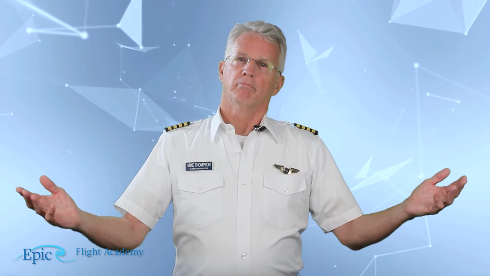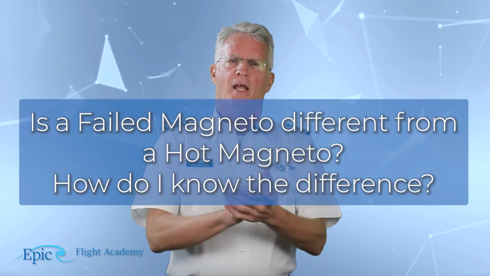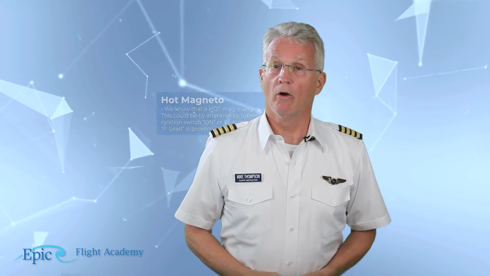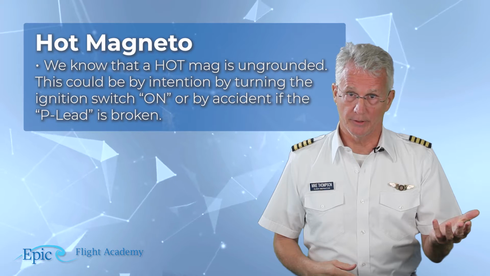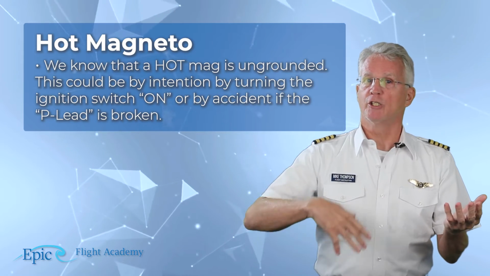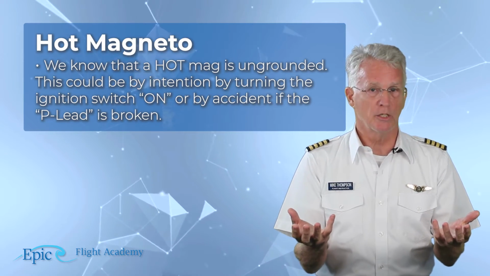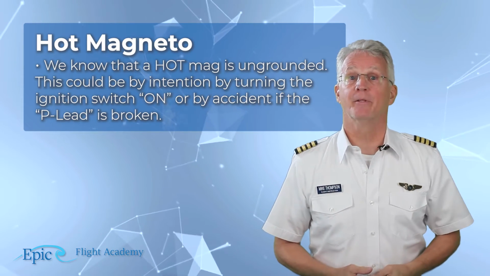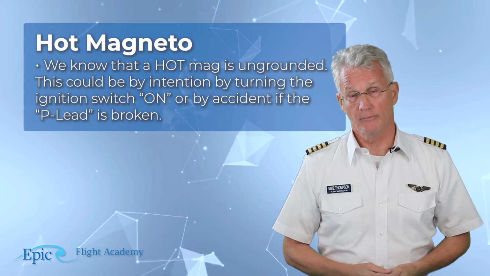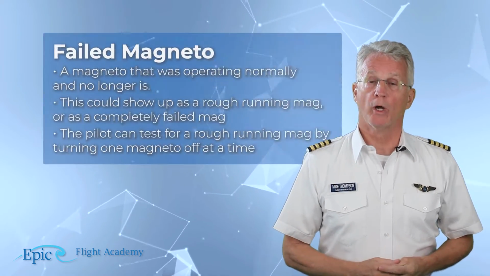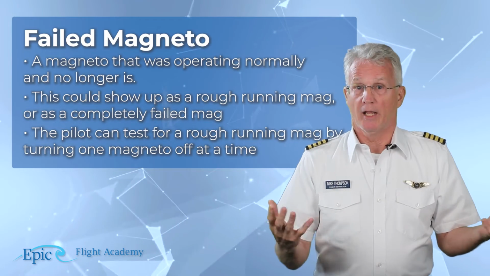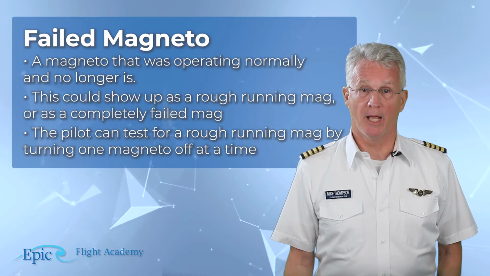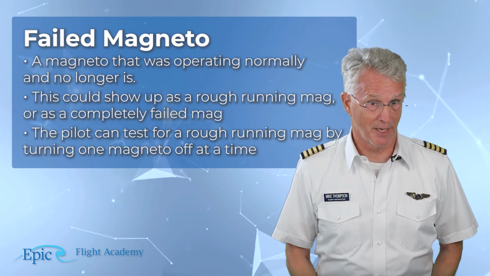So, Mike, is a failed magneto different from a hot mag, and how do I know the difference? Yes, they're different. We know that a hot mag is ungrounded. Now, this could be by intention, by turning the ignition switch on, or by accident if the P lead is broken. A failed mag is one that was operating normally and no longer is. This could show up as a rough running mag or as a completely failed mag.